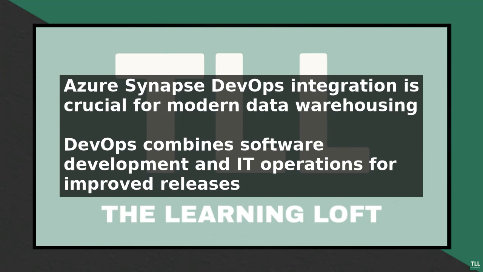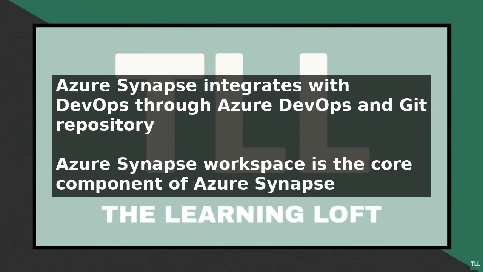To integrate Azure Synapse with DevOps, you need to set up a few key components. These include Azure DevOps, Azure Synapse Workspace, and a Git repository. Azure DevOps provides a suite of services to support DevOps practices, while Azure Synapse Workspace is the core component of Azure Synapse. A Git repository is used to store and manage your code.